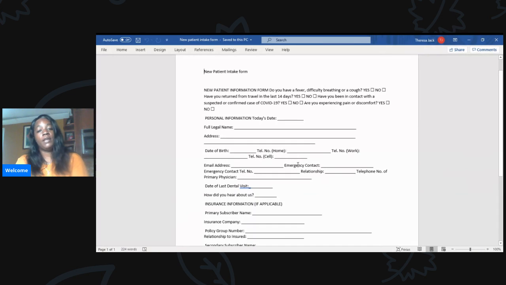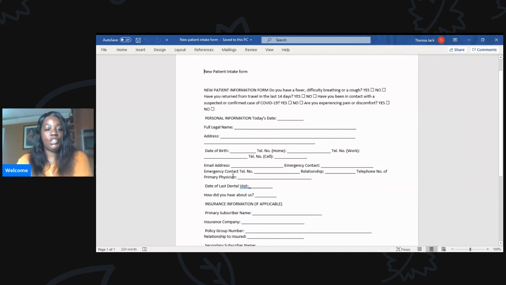This patient was so grateful. She couldn't even believe that we had her, I believe it was her daughter's information, that she had given us during the new patient call. She had given us her daughter's information, so we were able to call her daughter, let her know that her mom had an emergency in the office, and her daughter was able to meet us there.